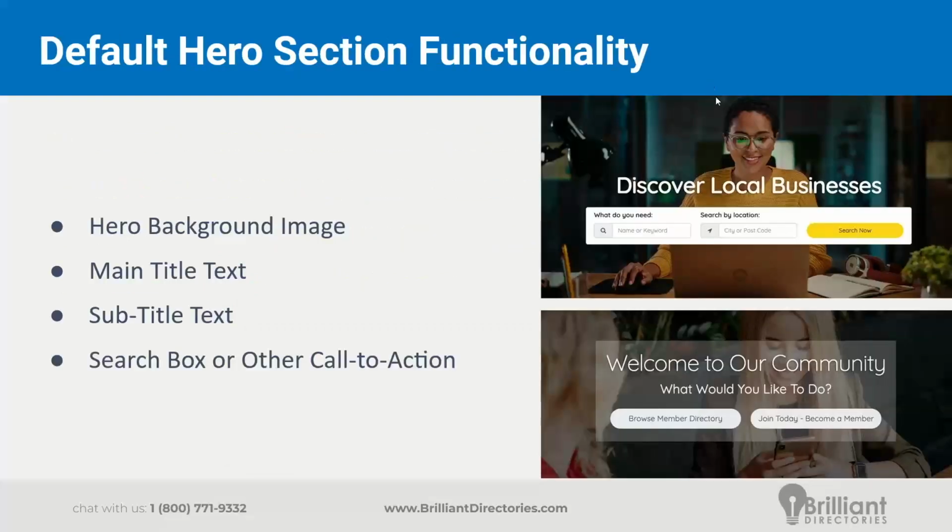And so by default in the design settings, there's a few elements that you can add to the hero section on your homepage. You can add a background image. You can add some main title text, subtitle text if you want to add additional information to go along with the title. And then you can choose your primary search box or other call to action that you want to use. The other call to action might be a couple buttons linking to other pages on the website if you don't want to have a search box. So this is what you can do by default within the design settings for the homepage hero section.